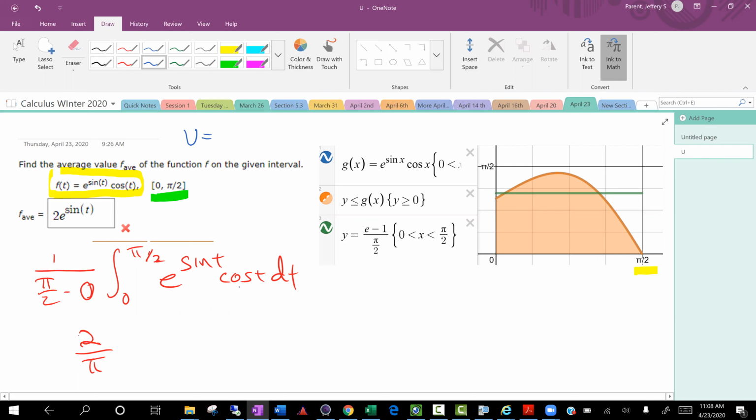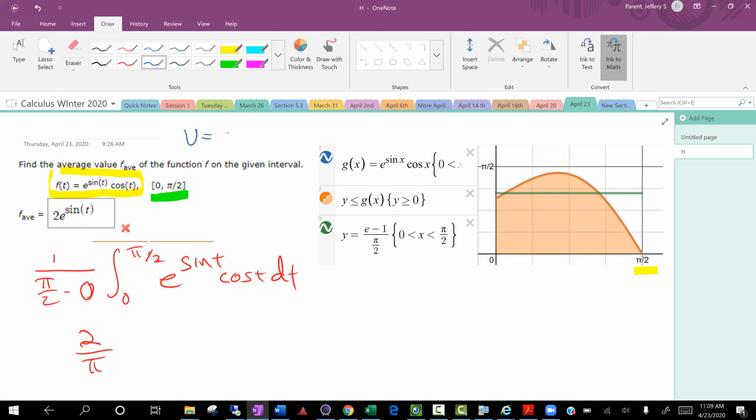So there's two possibilities. You could pick cosine, pick sine. Now, if I pick cosine, then I get du equals negative sine of t dt. But I don't have a negative sine of t dt here. So that's not really going to work in terms of figuring out what I should let u equal. It's not a good u. So what's another possibility for u?